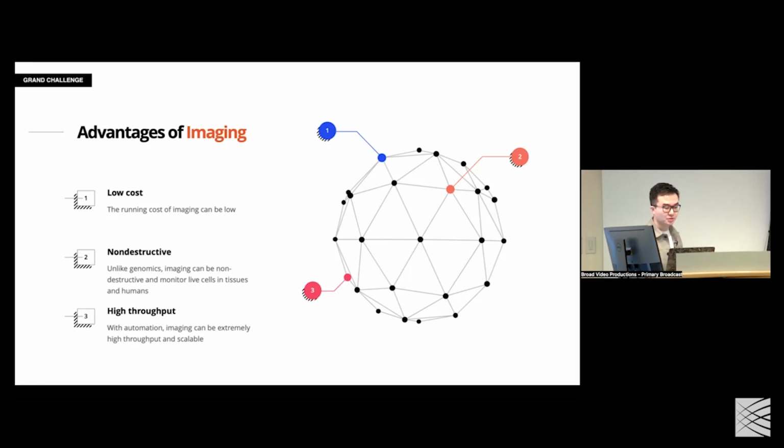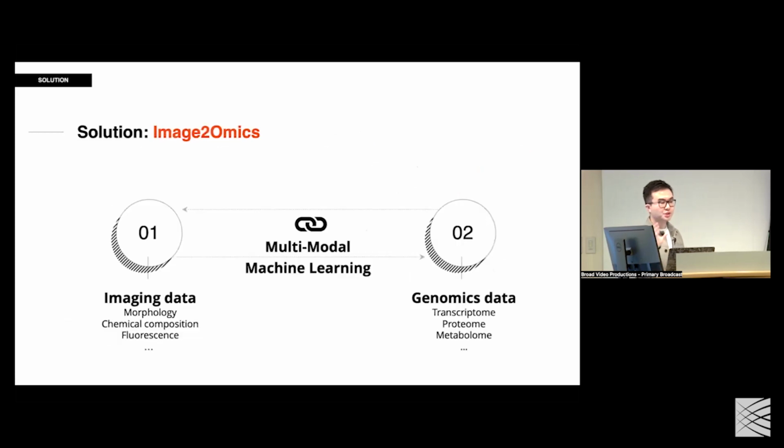The third one is that it can be very, very high throughput. With automation, you can image millions or billions of cells at relatively manageable cost. So that's why we think, how can we actually combine the best parts of this into a phenotyping approach? And that's why we started to think, can we link different kinds of imaging data with different kinds of single-cell omics data?